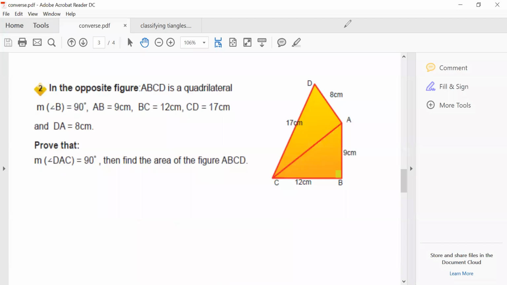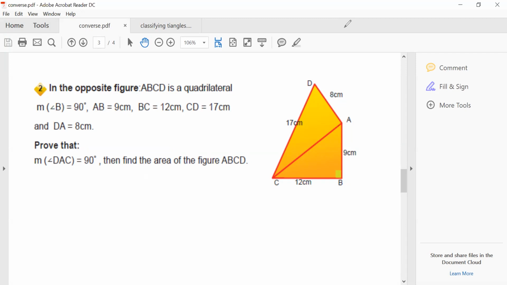Then the other triangle will have 3 sides, and he wants you to prove that one of these angles is 90 degrees. To prove it is 90, I will take the longest side square, see what it equals, then the sum of the other two sides square. If they are equal, the angle will be 90.